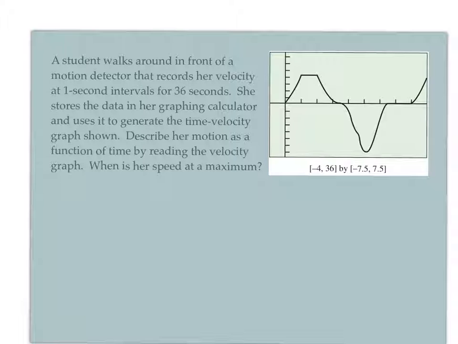Describe her motion as a function of time by reading the velocity graph. When is her speed at a maximum? So you're going to have to be able to read these. Usually they'll ask you specific questions. This one's just asking us to describe it in general. Now, first of all, I would be thinking about the scale. So this picture tells us that it's up to 36. So if I count, it's 1, 2, 3, 4, 5, 6, 7, 8, 9. So that means each one of these little ticks represents how many seconds?